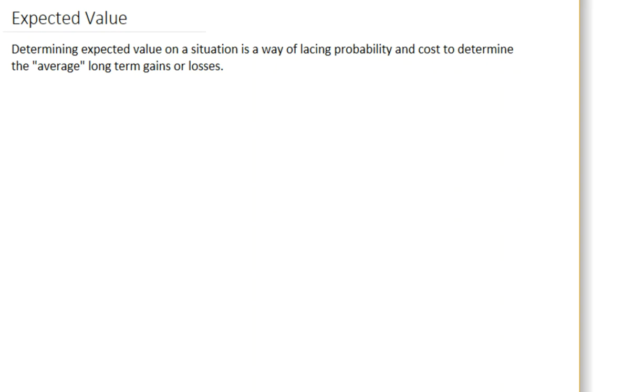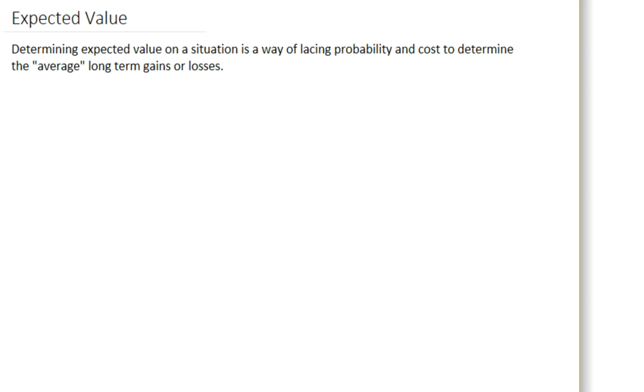I would like to emphasize that expected value isn't trying to say what's actually going to happen. When we work these expected value problems, what we're determining is a type of average of outcomes. If the scenario played over and over again, you would expect this to be a type of average of all the outcomes.